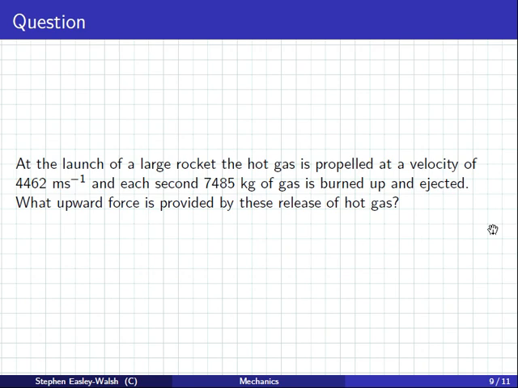Here's a very simple one for you to try. At launch of a rocket, the gas has a speed of 4462 and 7,485 kilograms of gas is burned and ejected per second. What's the force? You can multiply and give me the force here.